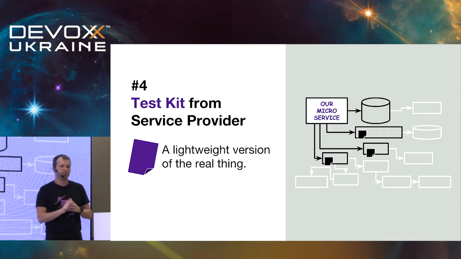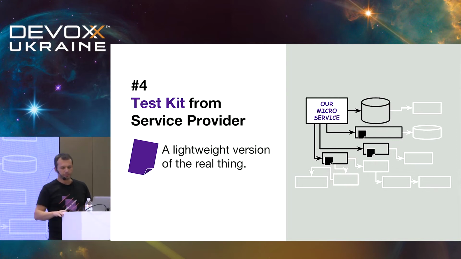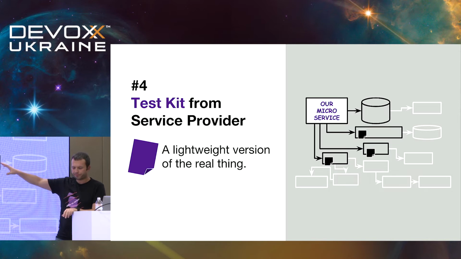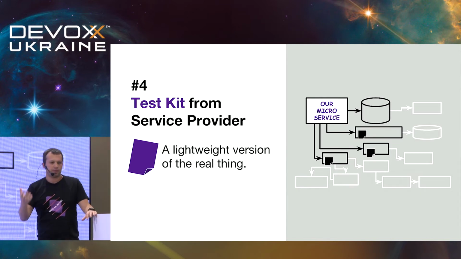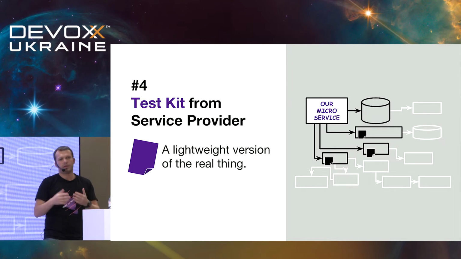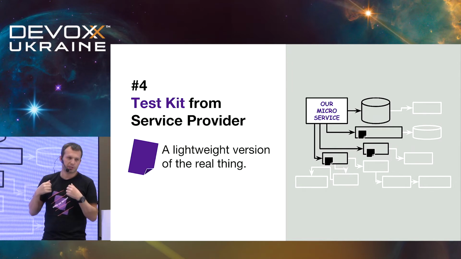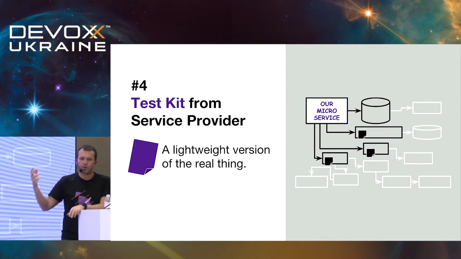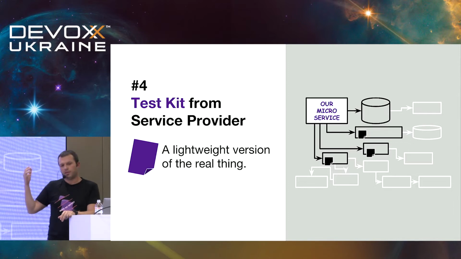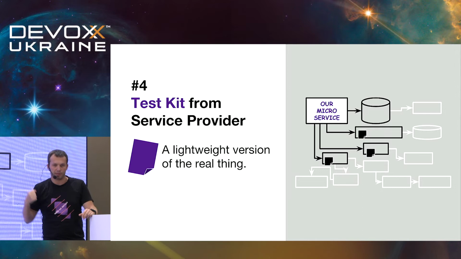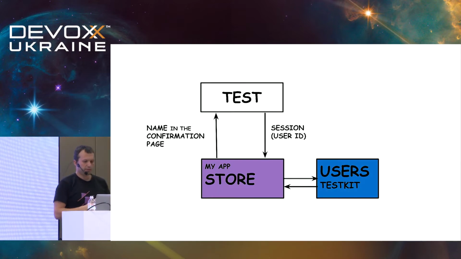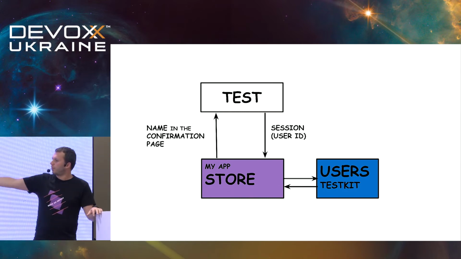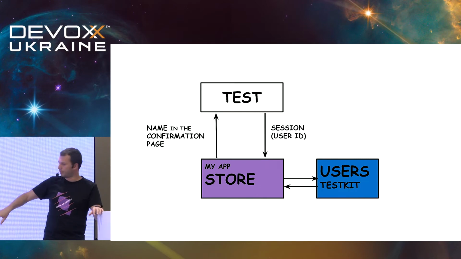Now, what's important to understand here is that in this approach, we move the responsibility to the service provider, in our case, the user service, to do this. In the approaches that we saw so far, we are developing the store application, and we choose what we are doing. In this approach, we need the cooperation from the other team. They will provide a test kit for us. So we get a test kit from the users team. We run our store, we run our test, and it works with this test kit.